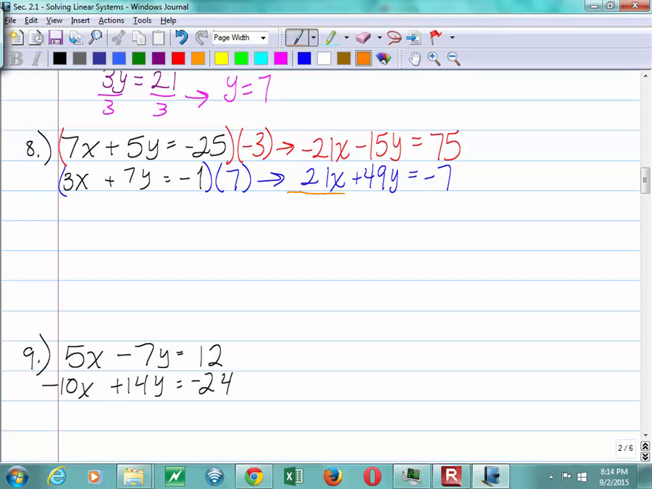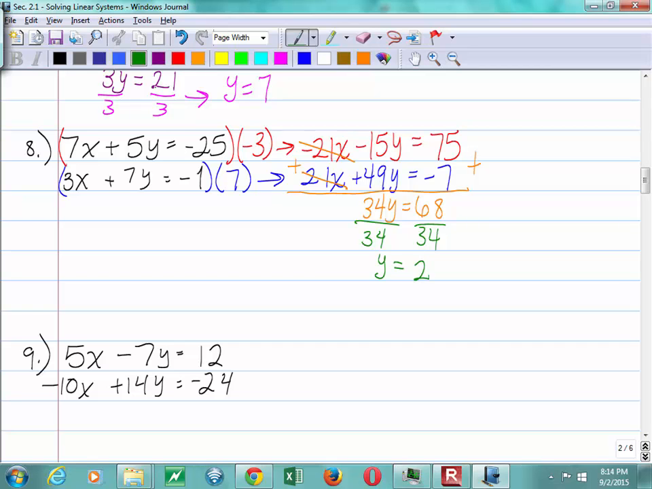So then I'll go ahead and add these two equations together. And so negative 21x cancels with positive 21x. And then I'm looking at 49 minus 15. So that's going to be 34y is equal to 68. And then I just divide both sides by 34, which gives me y equals 2.